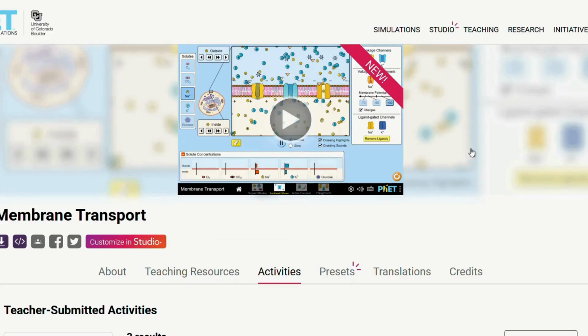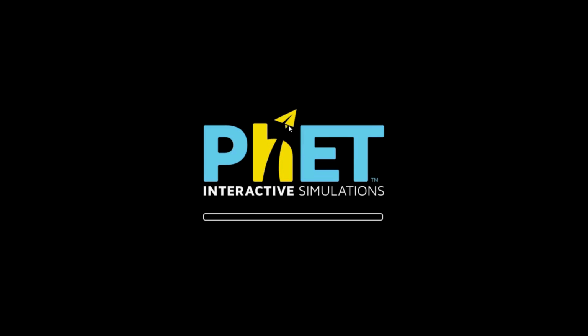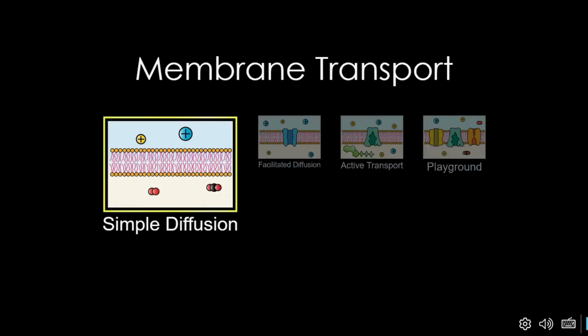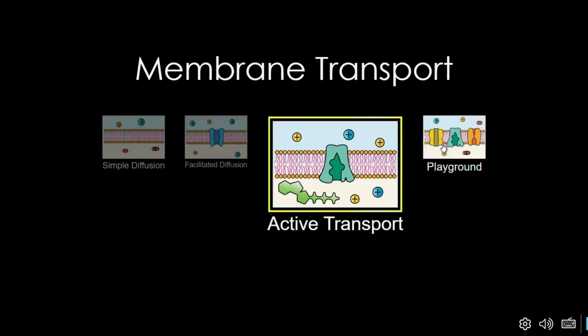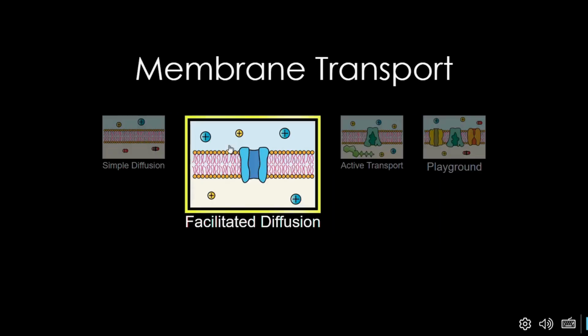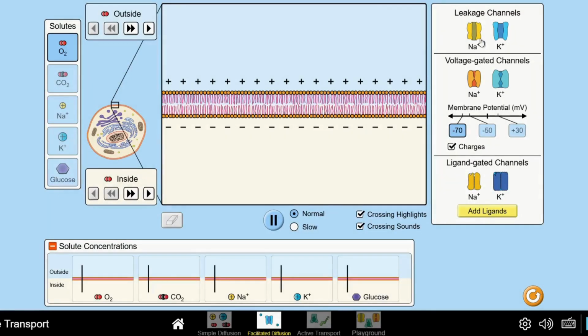Now, let me show you an example of the simulation. We will use membrane transport as our example. Let's see how the simulation works by choosing the Facilitated Diffusion mode. Inside this simulation, you can easily add different molecules like sodium ions and glucose into the space.